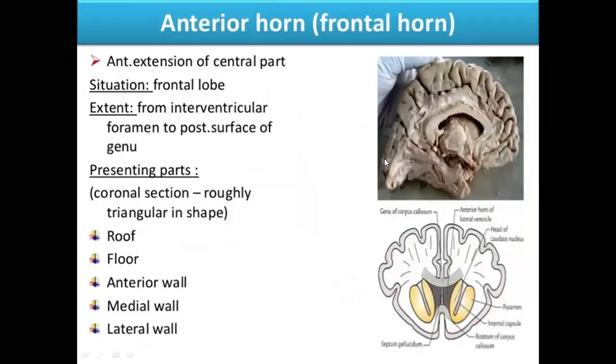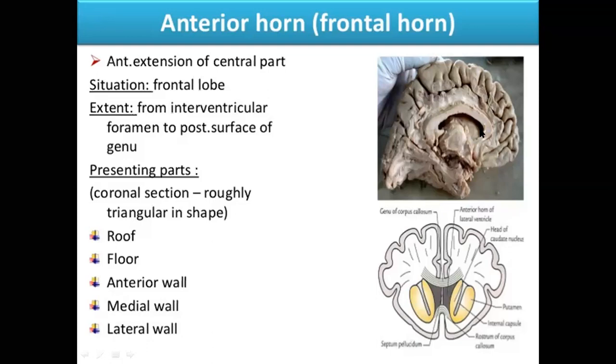Now the anterior horn. The anterior horn is the part of the lateral ventricle in front of the foramen of Monro, or interventricular foramen. Here we call it the anterior horn. Horn means projection. So anterior horn extends from the foramen of Monro to the genu. This is the genu. The genu is the bend of the corpus callosum.